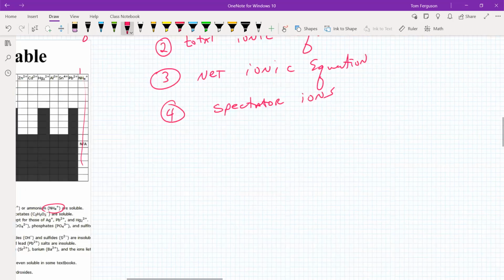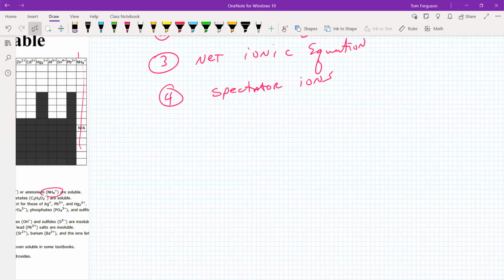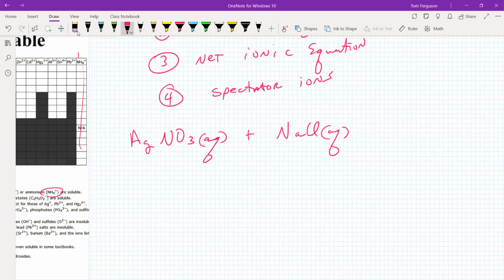So let's do an example, okay? Let's dump some solution of silver nitrate and a solution of sodium chloride. Solutions together, dump them together, boom. Okay, the question now is, we have two new combinations. And those combinations, do they form a solid or not?